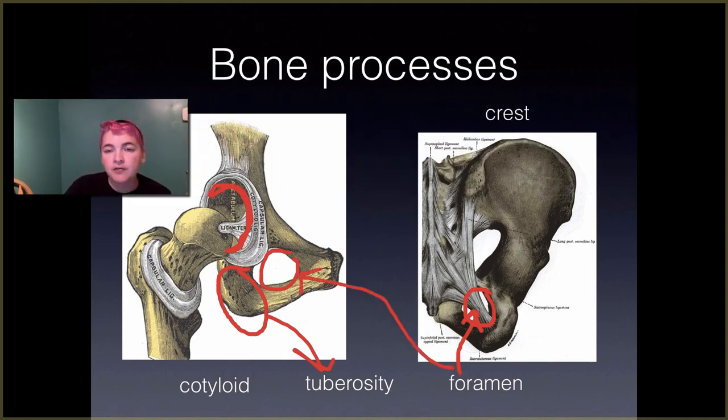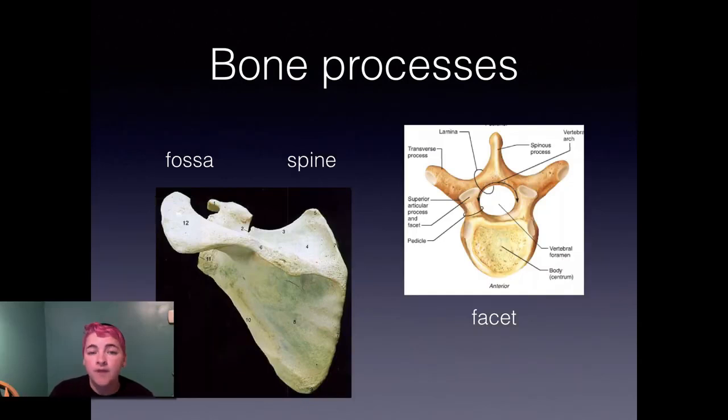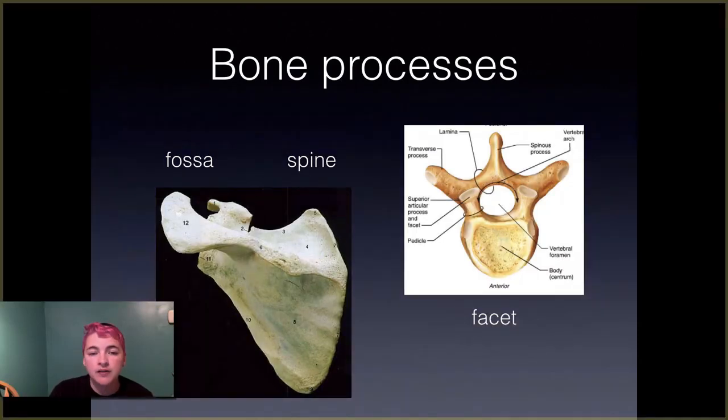And then we have crest. A crest is a large prominence. This is the crest of the hip. This is the point that sticks out in the front, that is your hip, what you would consider your hip bone. A fossa is a depression. This is a fossa here. This is also a fossa here.